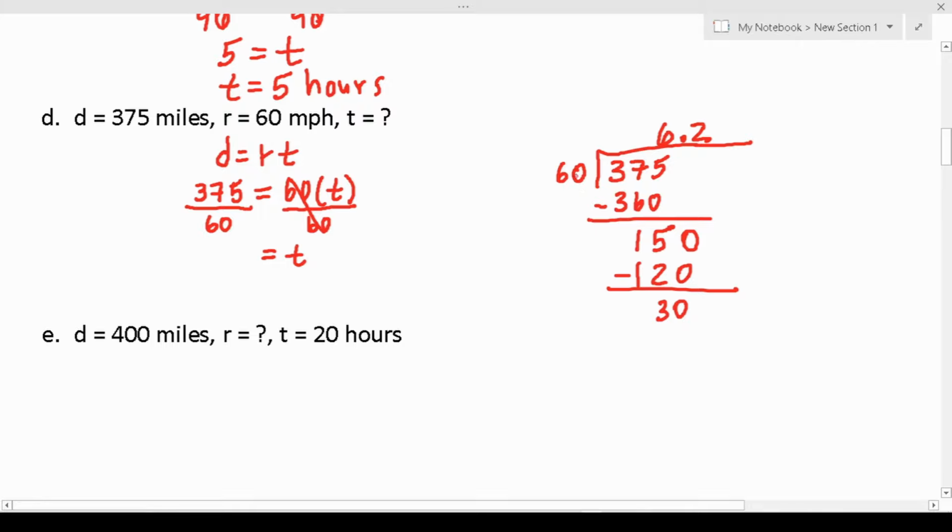Again, now the question is, how many times does 60 go into 30? It doesn't. We have to add a 0. Now the question is, how many times does 60 go into 300? That's going to be 5 times. 60 times 5 is 300, so there's no remainder here. In other words, to go 375 miles, if you're traveling at a rate of 60 miles per hour, it's going to take you 6.25 hours. Okay?